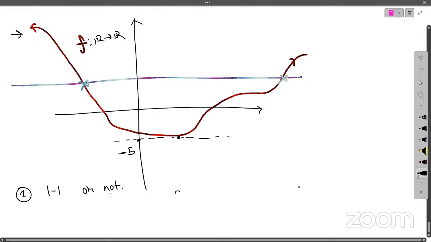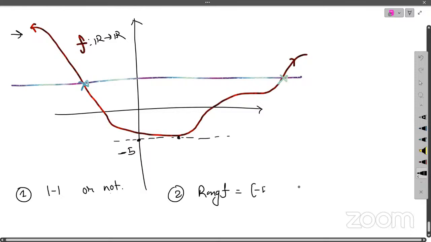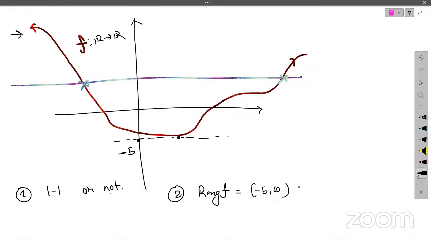Now the second thing is, what is the range of the function? Range of f. Correct. So the range of f is nothing but -5 to infinity. Right. So these are the two things you can judge via the graph of a function: the range of a function, and whether it is 1-1 or not.